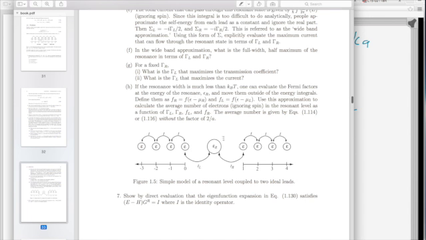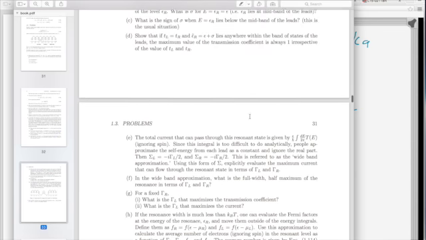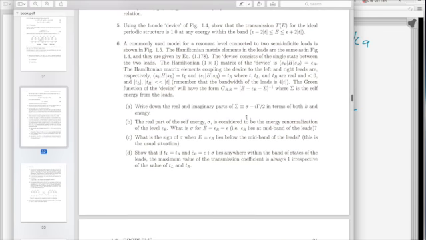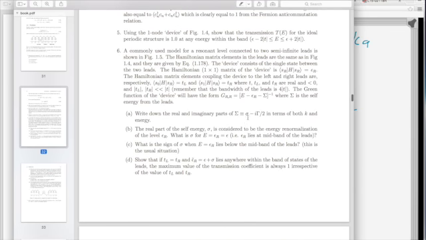The picture is like this, where you have a resonant level connected to the leads, but this connection is usually much weaker. If these are several eV, this is maybe 1/10 of an eV. So you get a weakly coupled central site. The real part of the self-energy, what I'm calling little sigma here, just gives you a real shift. And the imaginary part is the finite lifetime effect.